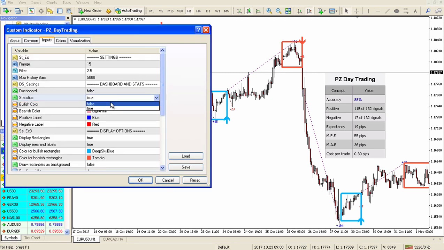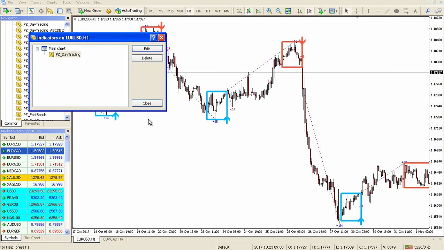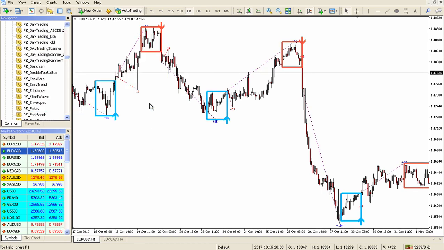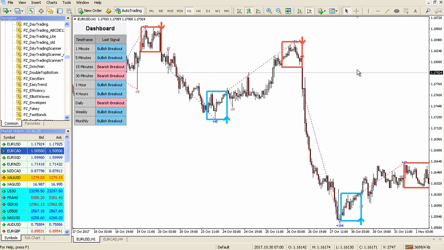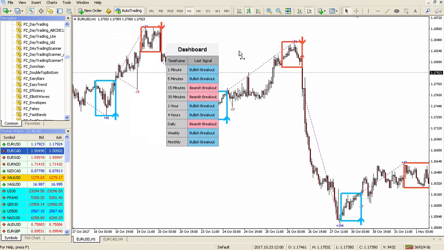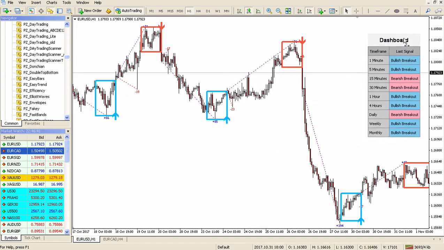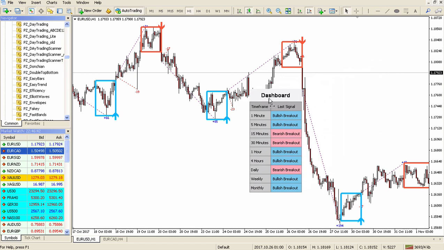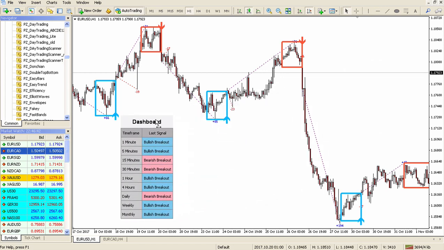And last but not least, the statistics widget can be hidden by setting the statistics parameter to false. The second widget is the dashboard, which displays the last signal for each time frame of the current instrument. Kindly note that these values are not trading signals, but rather should act as an overall market direction confirmation. To scan other symbols and time frames for trading signals, you should use the scanner indicator. We'll get to the scanner indicator soon enough, but first, let's review the main input parameters of the main indicator.